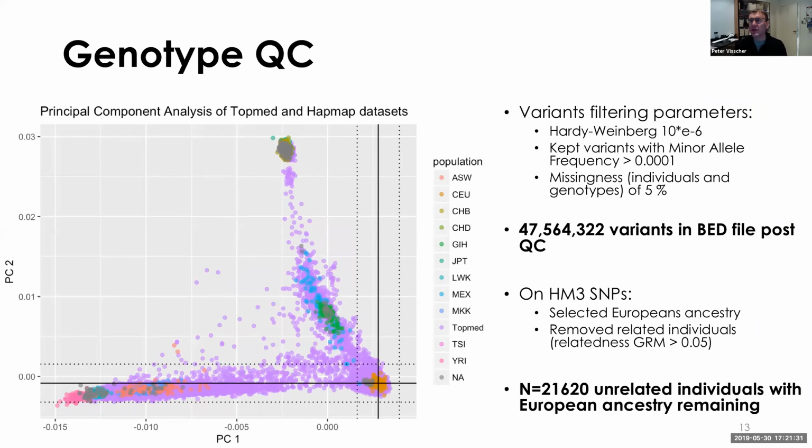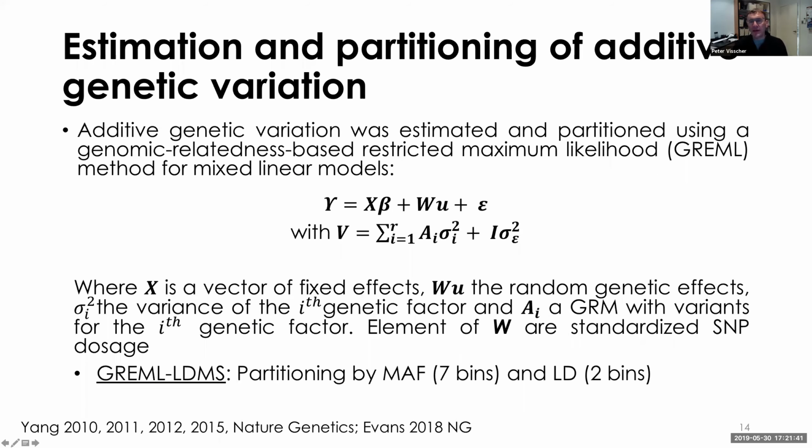The analysis we did, and I'm going to show you the results of, all uses a method that we published a number of years ago, which is by annotating the SNPs according to frequency and LD, and then estimating genetic variance within each of those bins, and then adding it up to get a total. So that's the partitioning here.